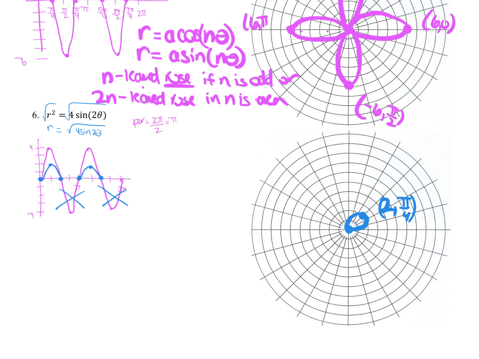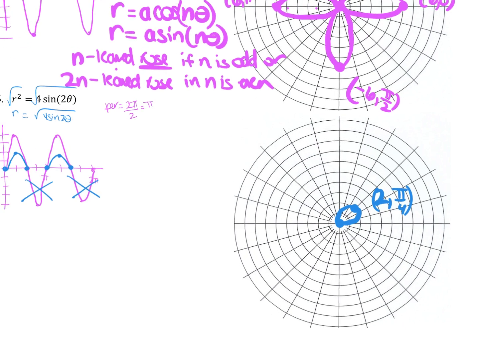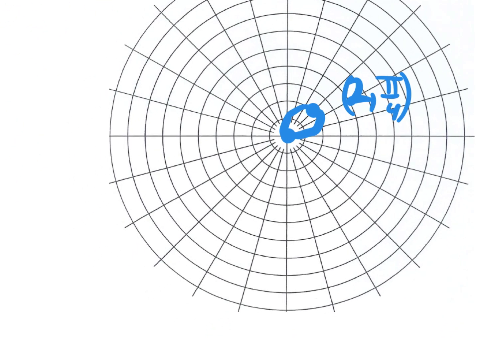So our next one is going to be 5 pi fourths comma 2. So over here it's 2 comma 5 pi fourths. So 1, 2. And then we end up back at the pole. And so this is what that graph looks like. And this is called a lemniscate.